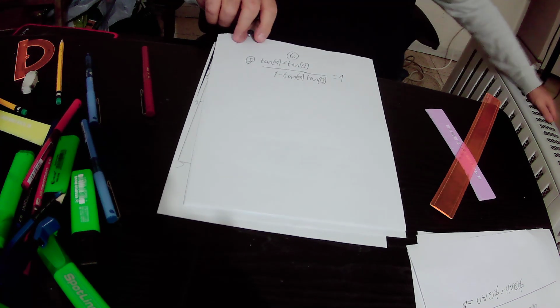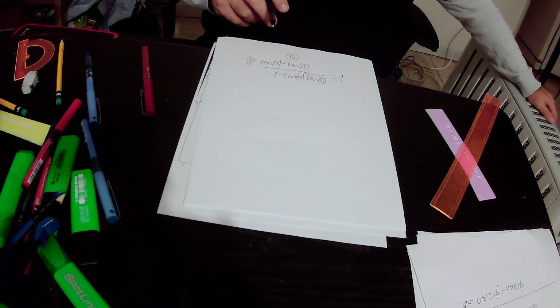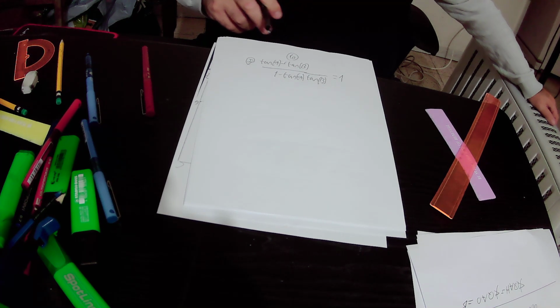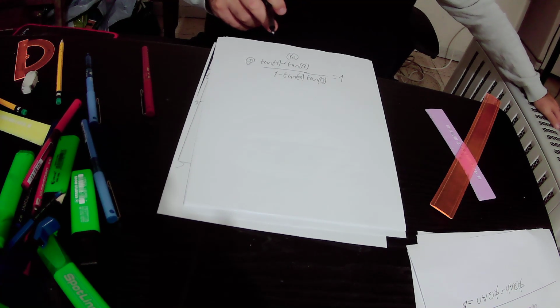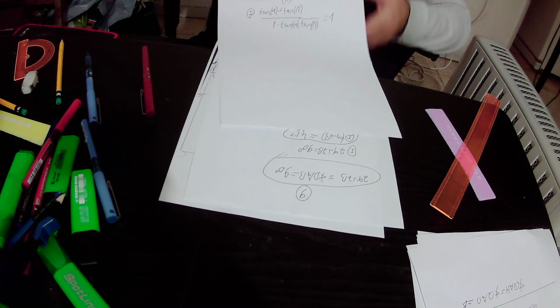Okay, so in the next step we will find the values of tangent alpha and tangent beta, and we will substitute them in equation number 1 by the values that we find.